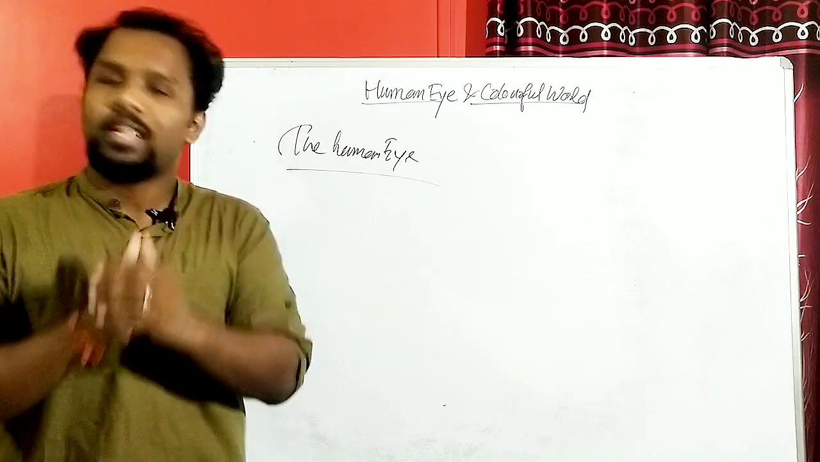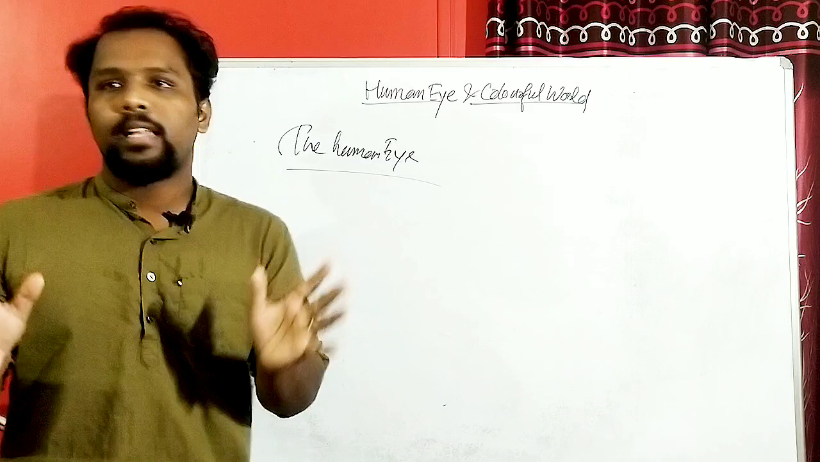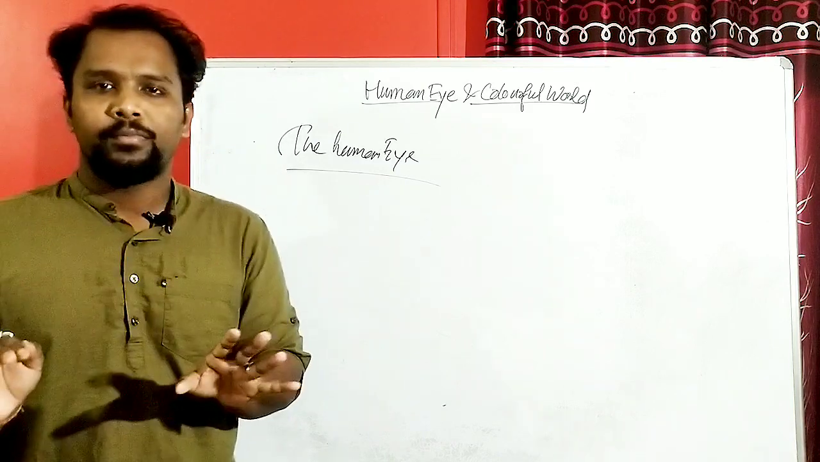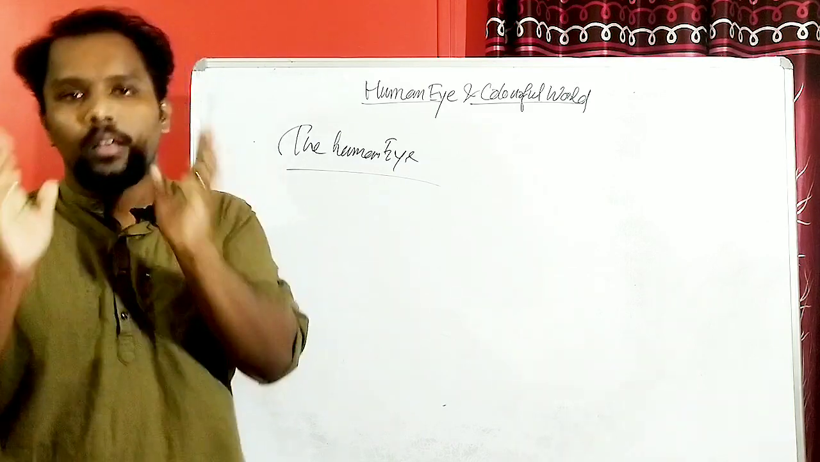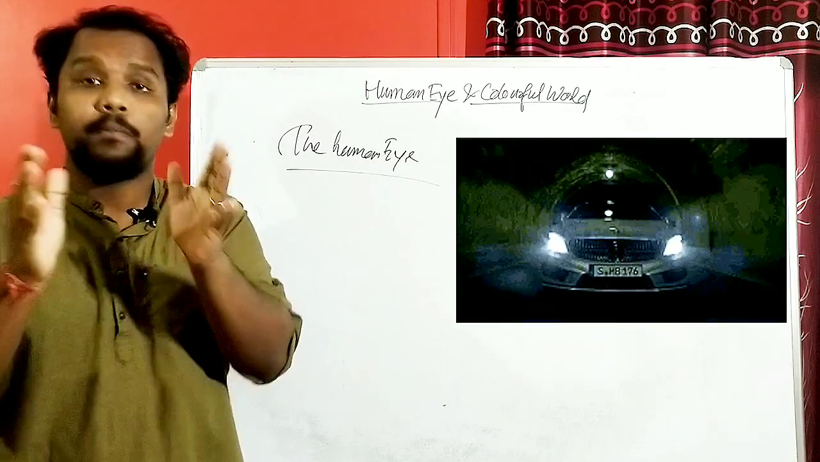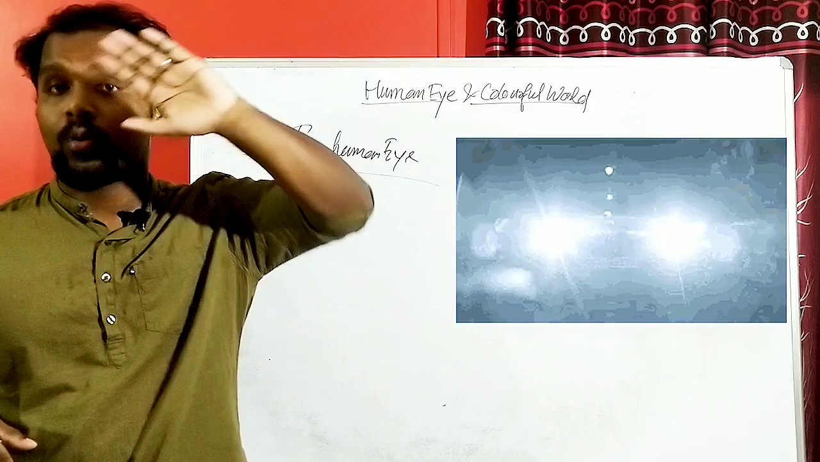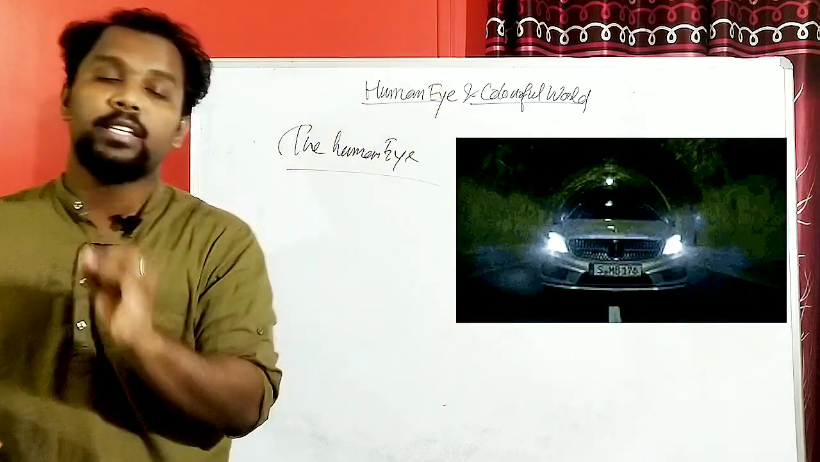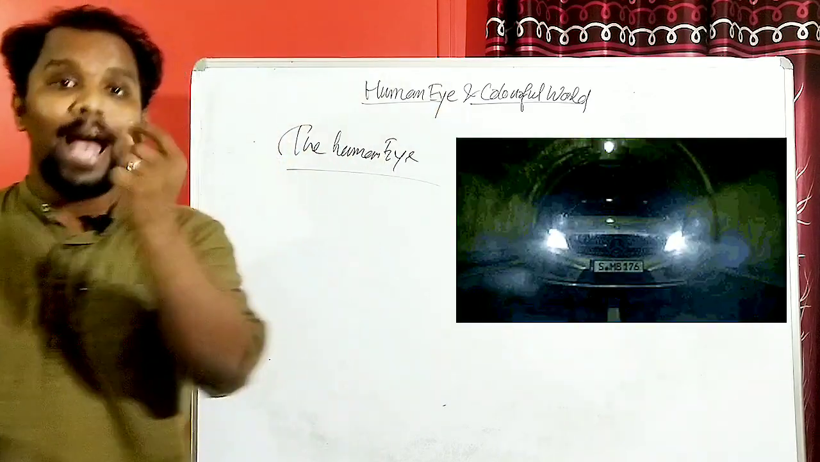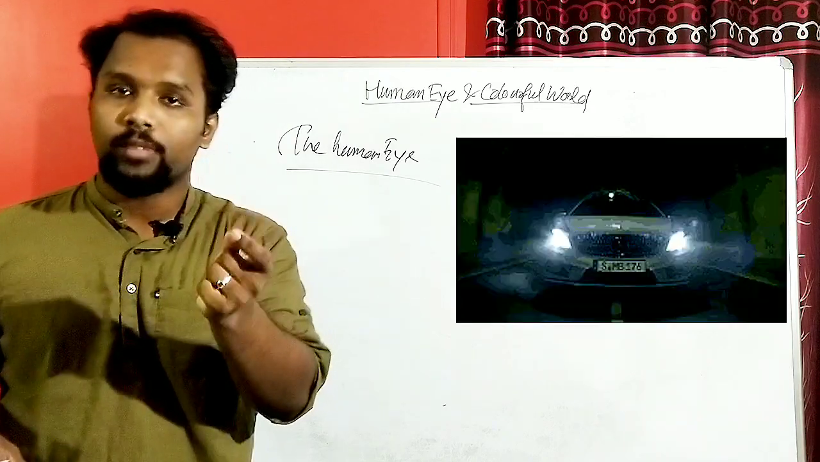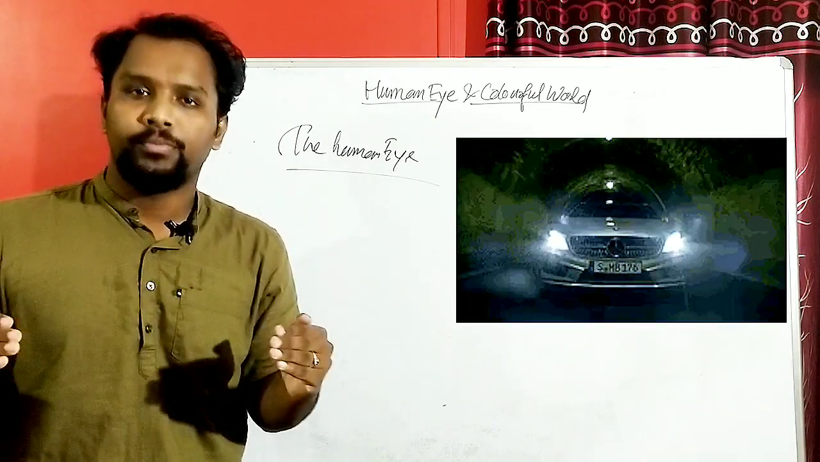Take one example. If you are standing on a road, maybe at night, and a car comes and throws a high beam on your eye, what is going to happen? You are going to do like that, right? You are protecting your eyes from that high beam. But before you do that, your iris, I told you, behaves like a door to incoming rays.